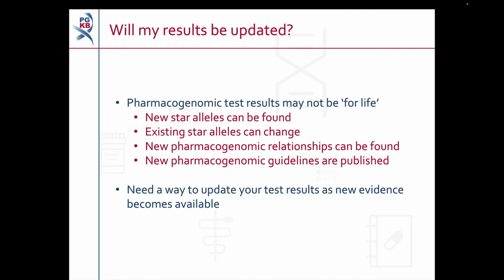There's a perception that pharmacogenomic test results are for life, because your genetic variants won't change over the course of your life. This idea isn't actually accurate. We're learning more and more about pharmacogenomics all the time. New star alleles can be found, or occasionally existing star alleles might change or be assigned a different function. New relationships between genetic variants and drugs can be found, and new pharmacogenomic guidelines are regularly published. Ideally, pharmacogenomic test results should be able to be updated as new evidence and guidelines become available.